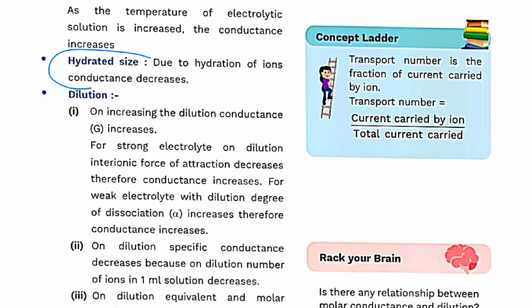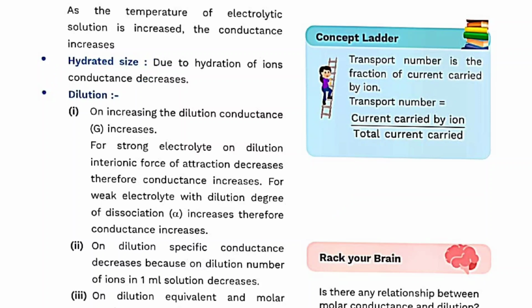And now another is the hydrated size. It refers to the size of an ion when it is surrounded by water molecules. See, the water molecules here refer to the hydration shell. So if there is a larger hydrated size, that will slow down ion movement, and due to that it will decrease mobility and reduce conductance. And if there is a smaller hydrated size, that will decrease friction and allow ions to move more freely, which will increase conductance due to increased mobility. So when ions are surrounded by water molecules, their effective size increases. This can slow them down and affect how well they conduct electricity.